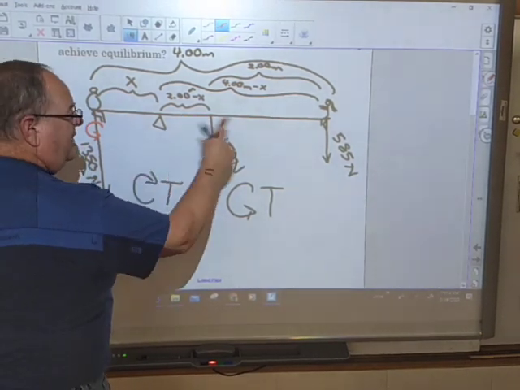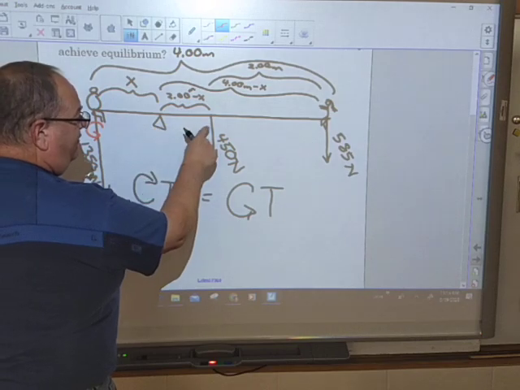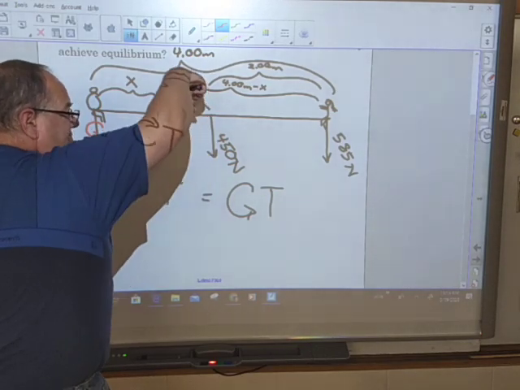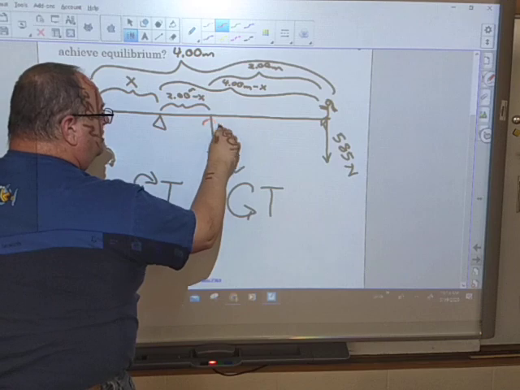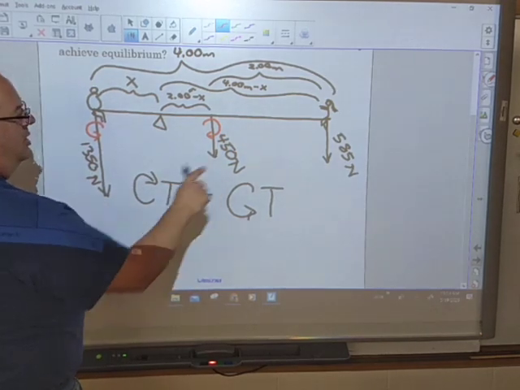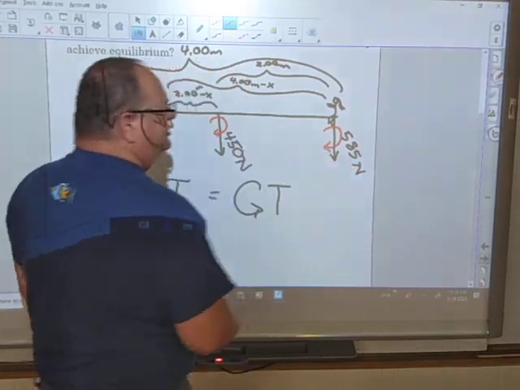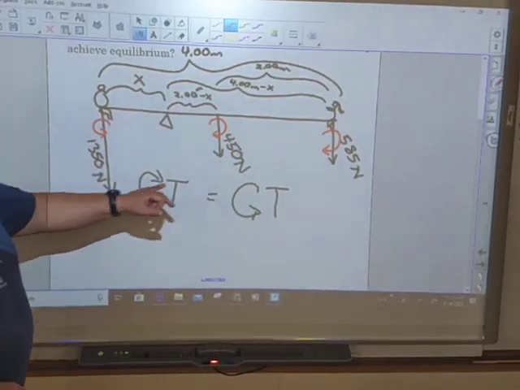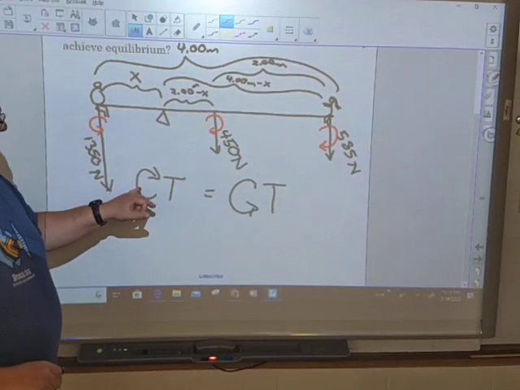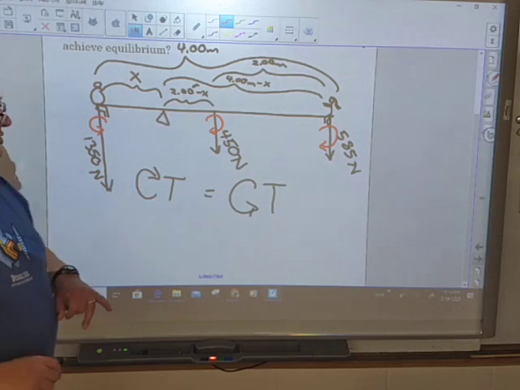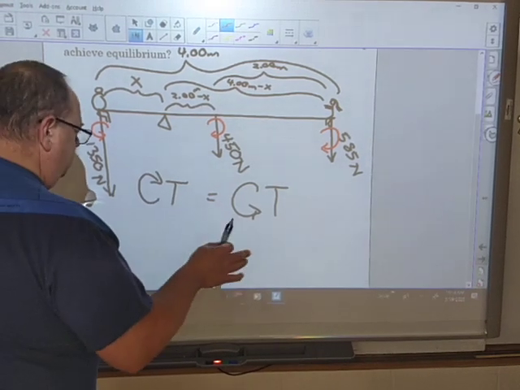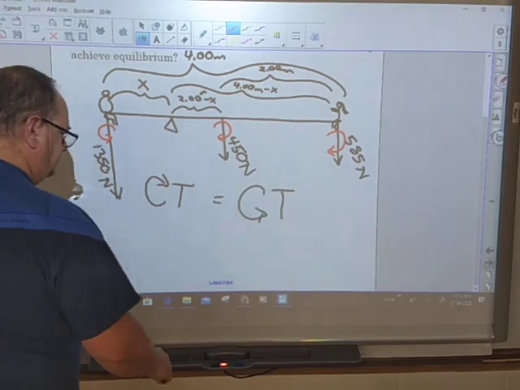Now, what about the other forces? Relative to that fulcrum, this guy would tend to make it rotate clockwise, and Bailey would tend to make it go clockwise. So I'm going to use clockwise torques versus counterclockwise torques. Let's go through it. Let's set them up.